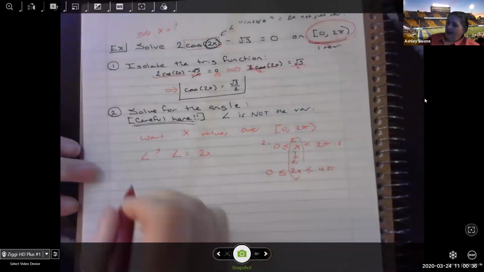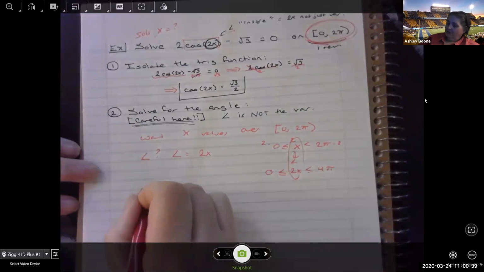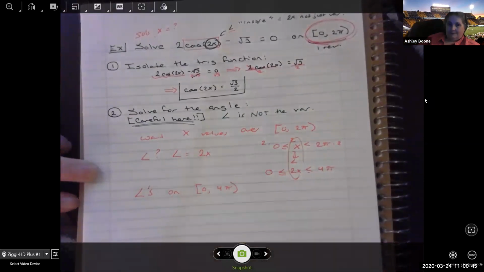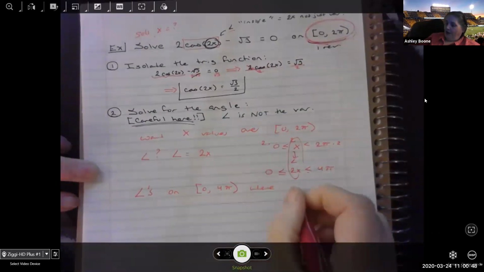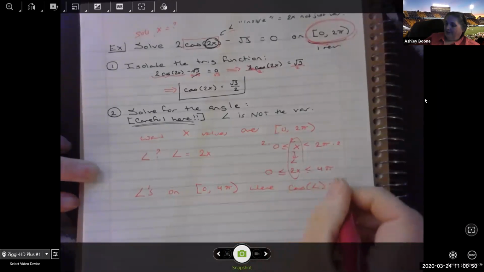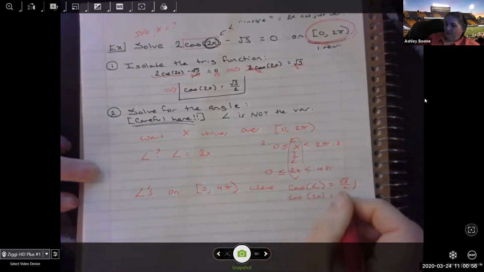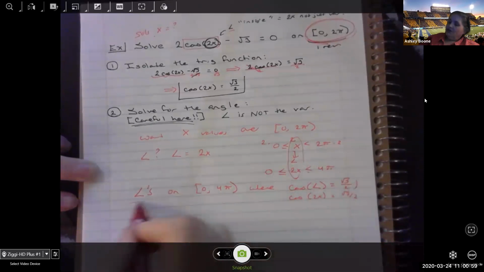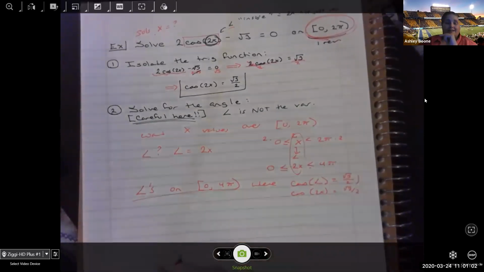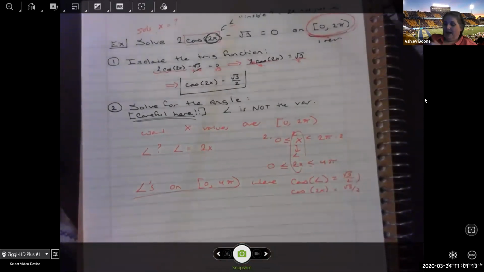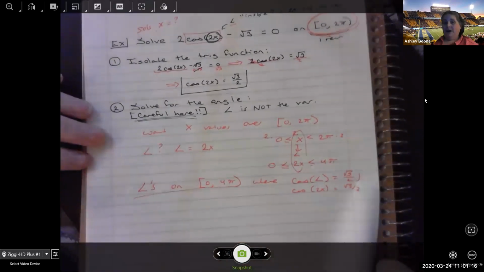What that means is we want to find the angles on the interval 0 to 4 pi, where the cosine of the angle is equal to root 3 over 2. The cosine of 2x is equal to root 3 over 2. Not just 0 to 2 pi. That's the difference with this one. We're actually going around 2 revolutions of the unit circle for this, okay? So let's look at what we have going on here. Let's think about 1 revolution.